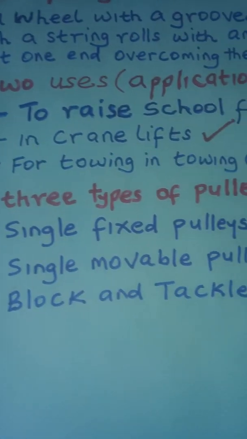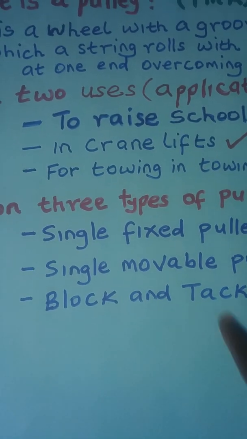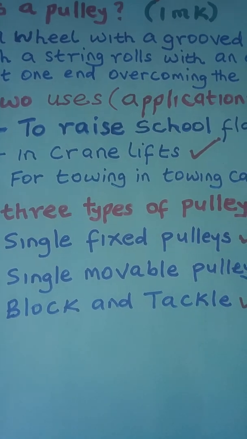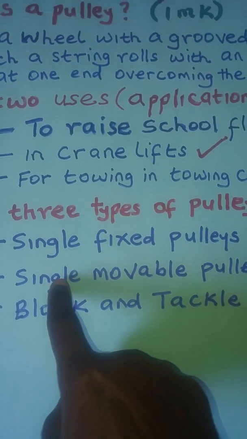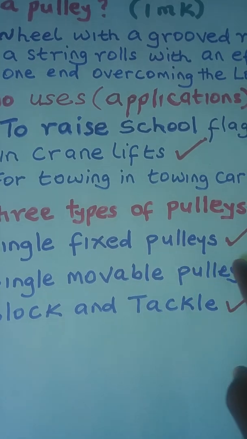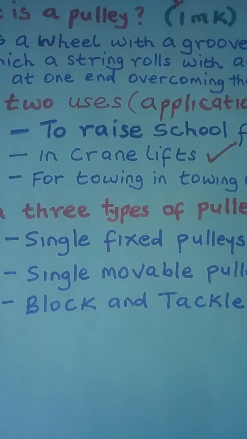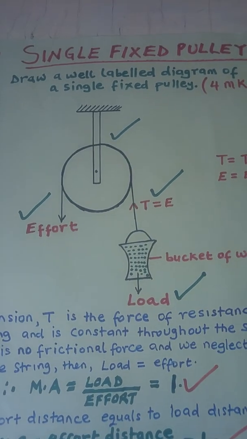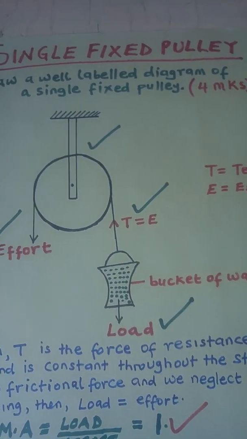Mention 3 types of pulleys. By the way, pulleys also have types. So there is one we call single fixed. It is a single, it is one pulley, but it is fixed. So we call it a single fixed pulley. There is another one which is a single but it can move. So we call it a single movable pulley. Then there is the last one, we call it the block and tackle, which we are going to handle in a short while. So now let's look at the single fixed pulley, the first type of pulley.